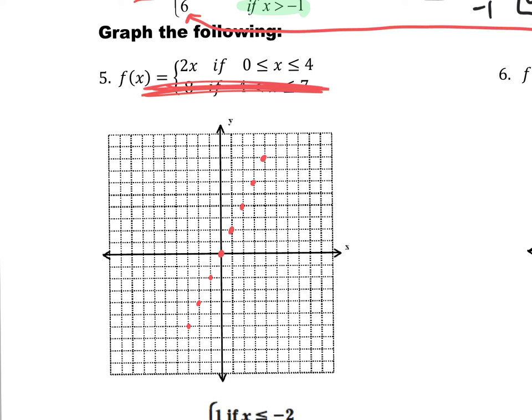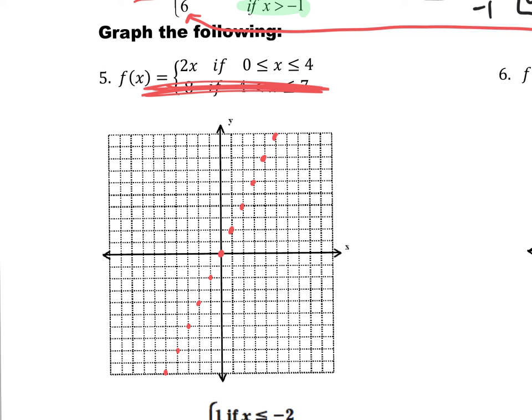I like it. Now, you guys, I put in a ton of dots because I'm on an iPad and this is very easy. You might not want to put in as many dots. You might want to look at this domain that they gave you. They only want this to exist when my x's are less than or equal to 4, as well as greater than or equal to 0.